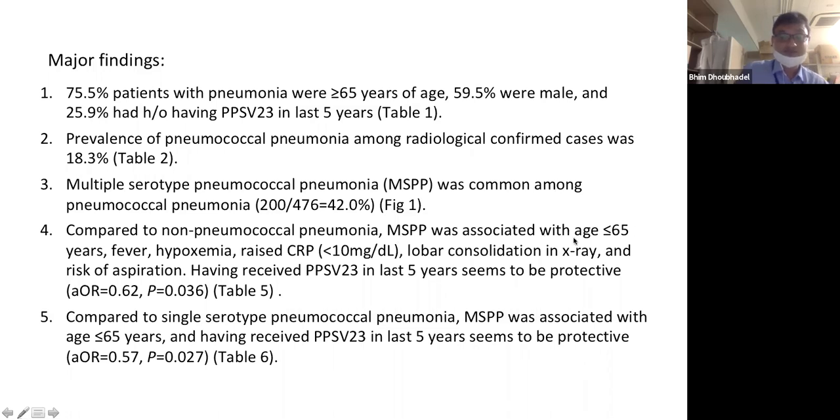Compared with non-pneumococcal pneumonia, multiple serotype pneumococcal pneumonia was associated with age less than 65 years, fever, hypoxemia, raised CRP, lower consolidations, and risk of aspiration. Having a polysaccharide vaccine in the last 5 years seemed to be protective, with an odds ratio of 0.62. Compared to single serotype pneumococcal pneumonia, multiple serotype pneumococcal pneumonia was associated with age less than 65 years, and having a polysaccharide vaccine in the last 5 years seemed to be protective even head to head. In that case, the odds ratio was 0.57, so 43% vaccine effectiveness, and it was significant.